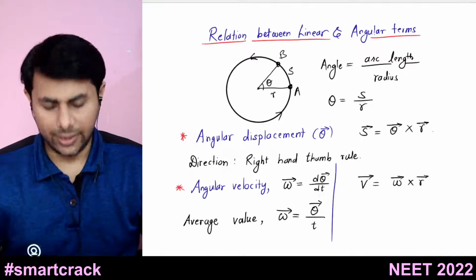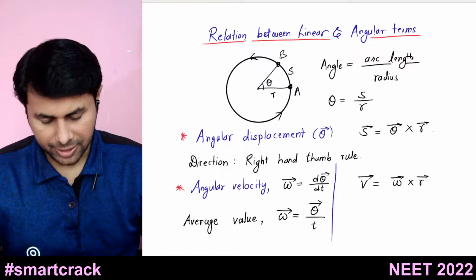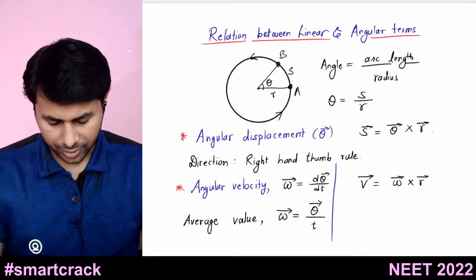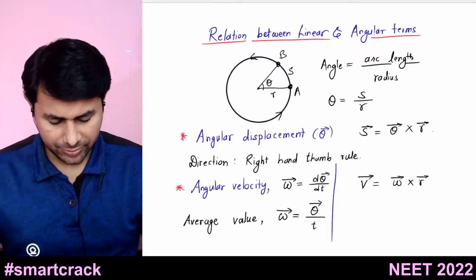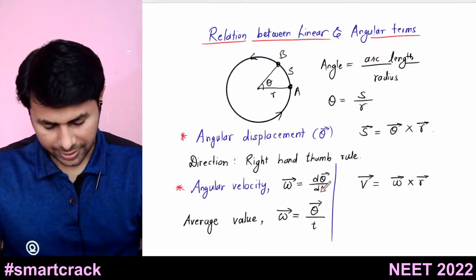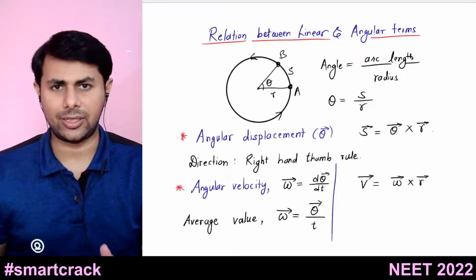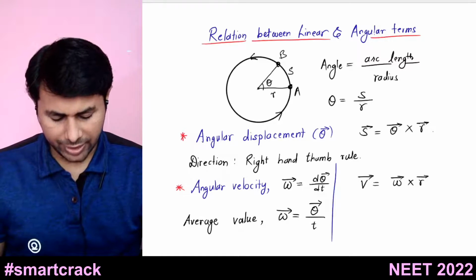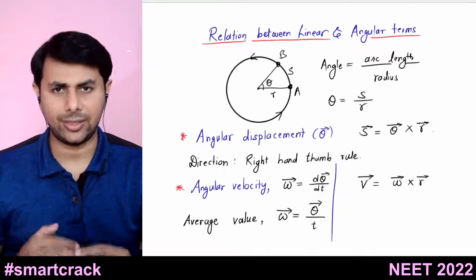So angular velocity is the rate of change of angular displacement with respect to time. Okay. And its average value is given by theta upon t. So if you want the instantaneous value, it is the derivative of theta with respect to time. If you want the average value, it is just theta divided by t.